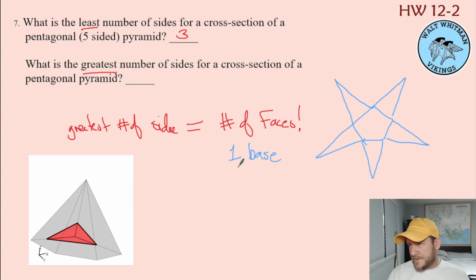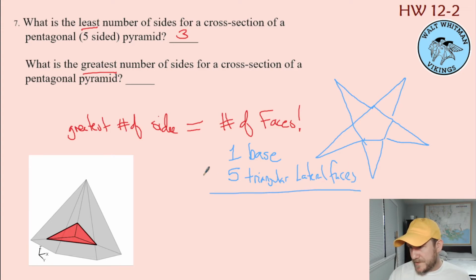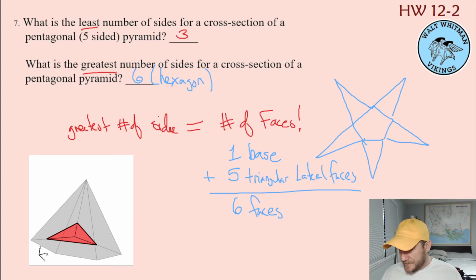So that means I've got one base and 5 triangular lateral faces. That gives me a grand total of 6 faces. So the greatest number of sides is 6, meaning the most complicated cross section we could get would be a hexagon. And if anybody's interested in actually seeing what that looks like, then I'll show you.